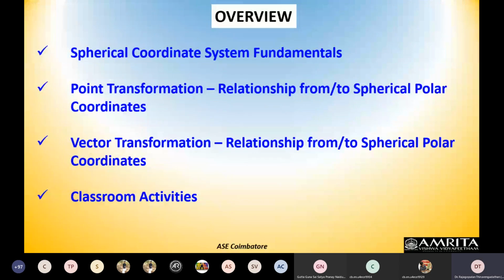So what is the spherical coordinate system? We are going to talk about it in this class, and then, like yesterday's class, we are going to study the fundamental definitions. For any point to be described in three-dimensional space, you need three coordinates. What are those three coordinates in the spherical polar coordinate system? That is what we are going to talk about, and then why the spherical polar coordinate system is required.